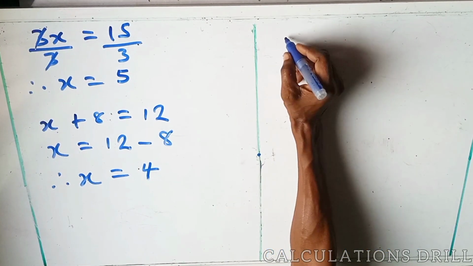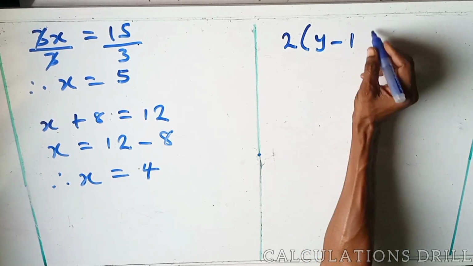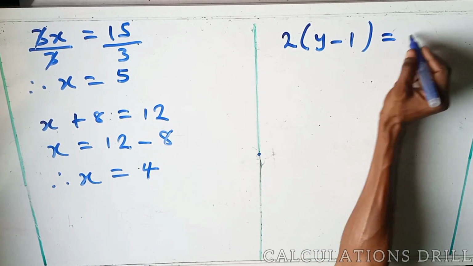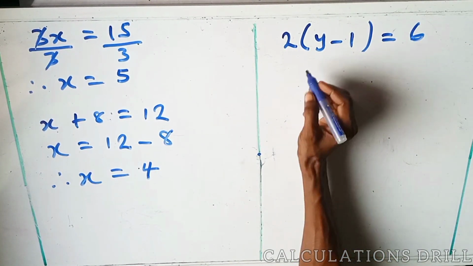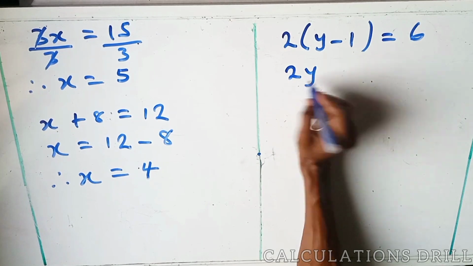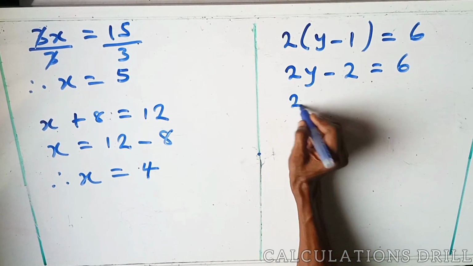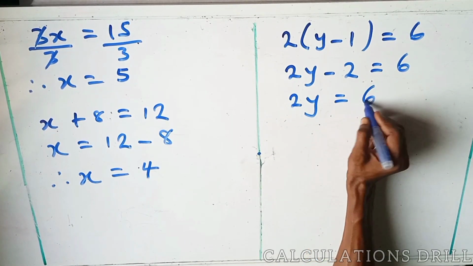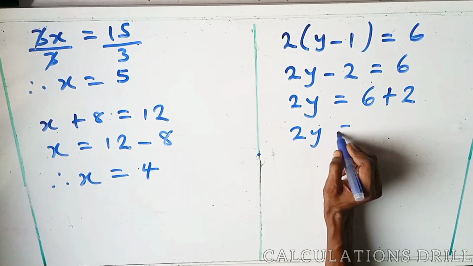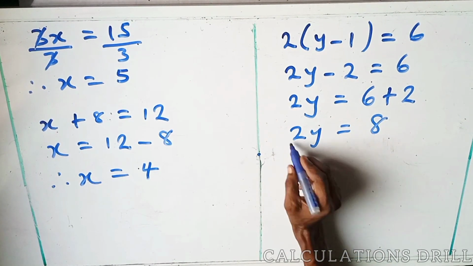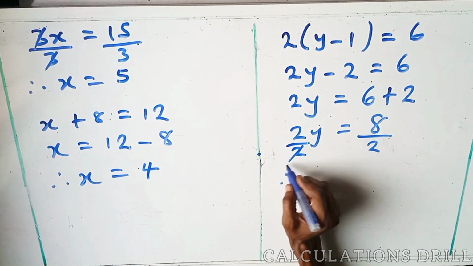How would you solve this? In this case, there is a bracket. 2 into the bracket, y minus 1, equals 6. The first thing is to remove the bracket by opening it with 2. So we have 2y equals 6 plus 2. So 2y equals 8. Divide both sides by 2. Therefore, y equals 4.